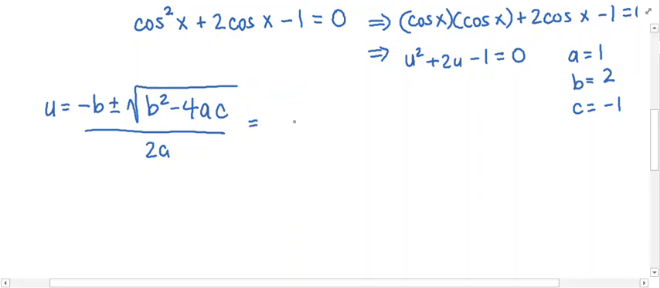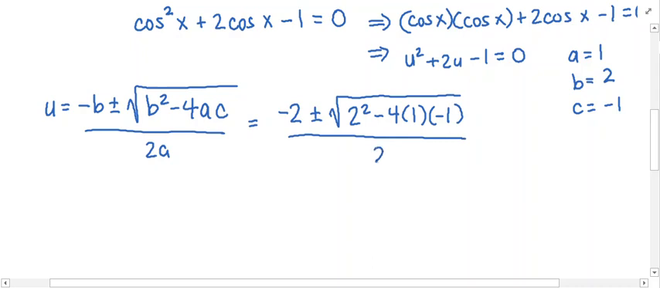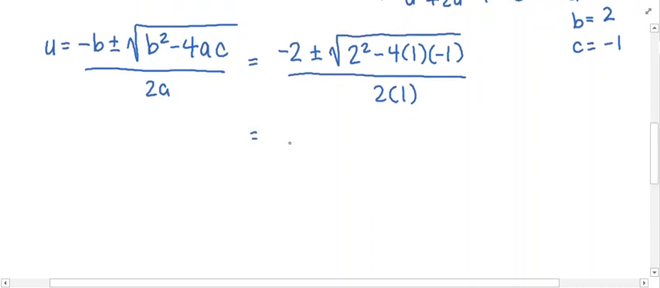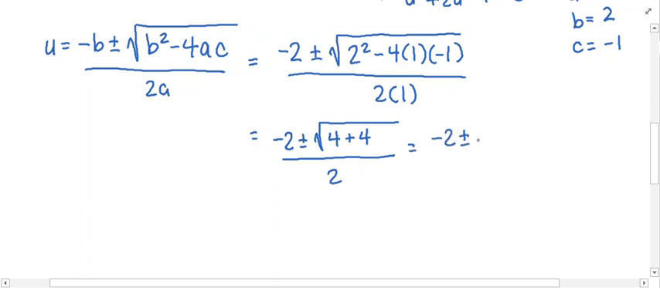So we're going to get negative b, so it's going to be negative 2 plus or minus the square root of b squared, so 2 squared minus 4 times a times c all over 2a. This is what it looks like if you plug it in. So if we simplify, we're going to get negative 2 plus or minus underneath the square root, 2 squared is 4. Negative times negative is positive, so we're going to get 4 plus 4, over 2. This is going to be negative 2 plus or minus the square root of 8 over 2.